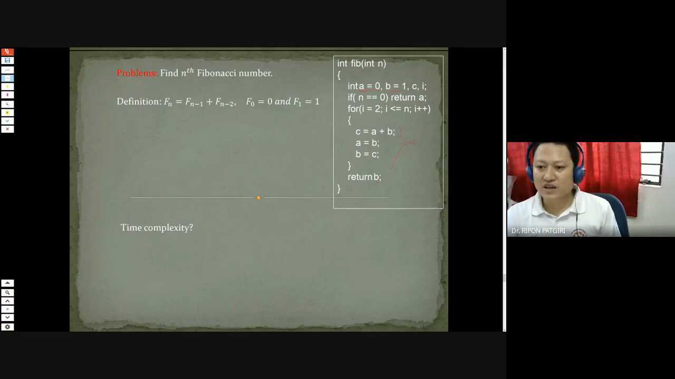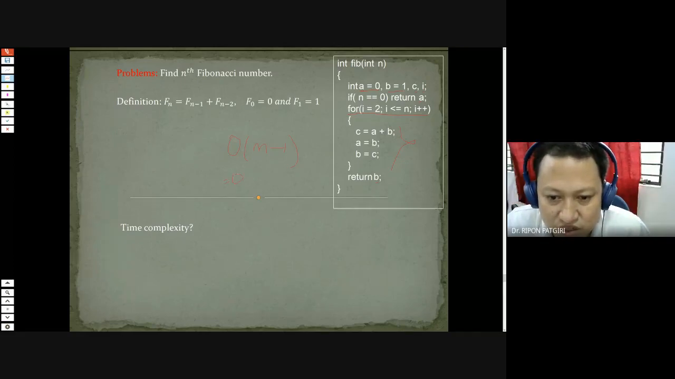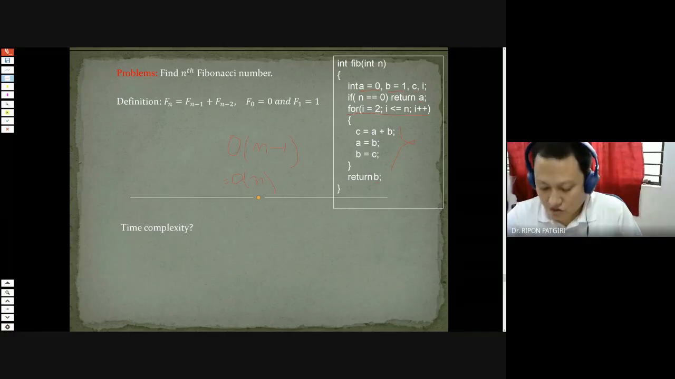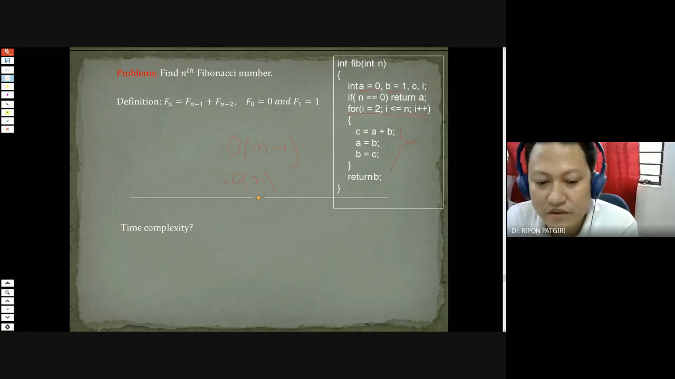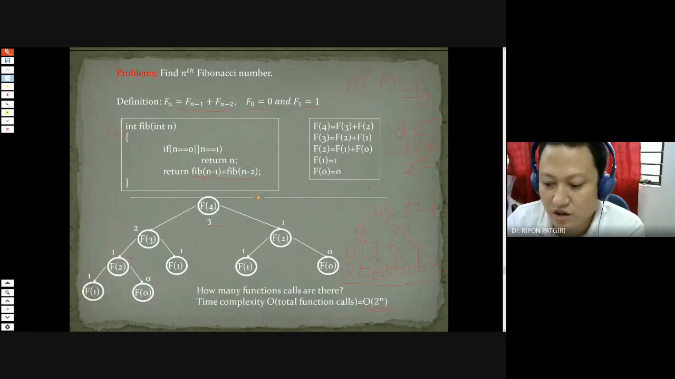So what is the time complexity here? Big O of n, sir. Big O of n, because it runs up to n minus 1. Yes. So its time complexity is big O of n. Now you compare with the earlier one. This solution is big O of n. The earlier one is big O of 2 to the power n.